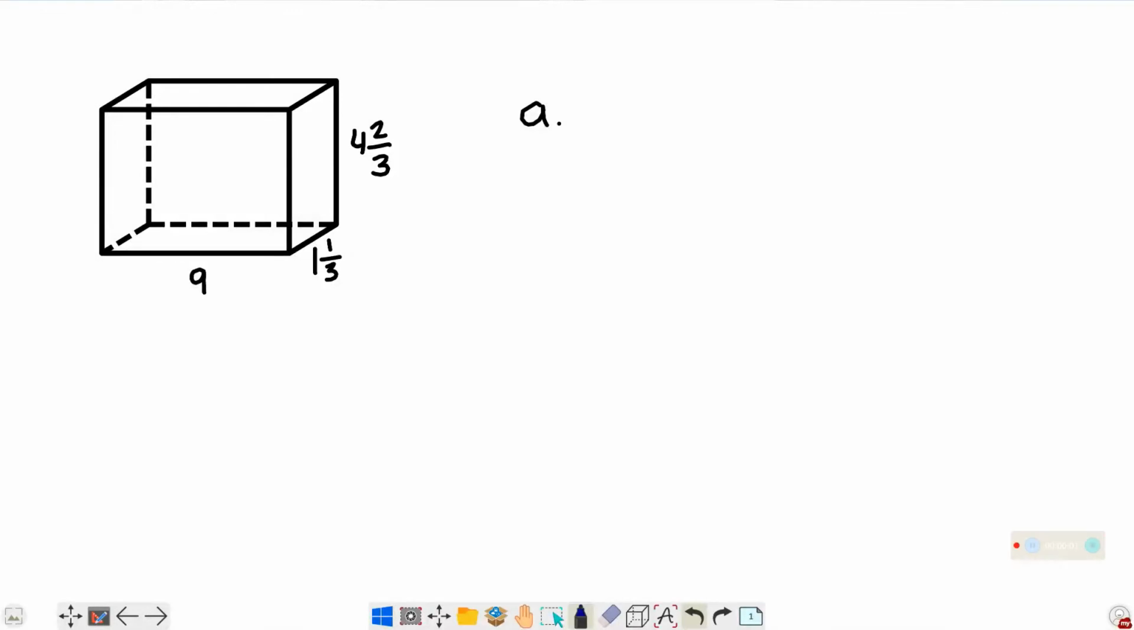A says, what is the volume of the prism? So we need the base area times the height. To find the area of the base, we need to multiply those two numbers together, but we want them to be in the same format. So we're going to change this mixed number to an improper fraction.